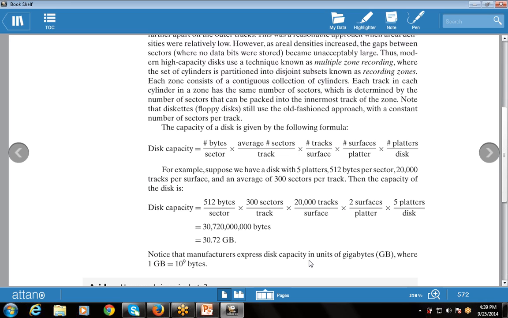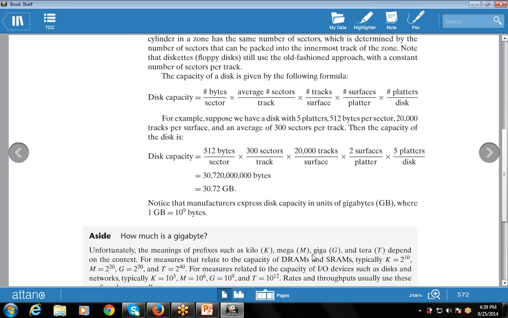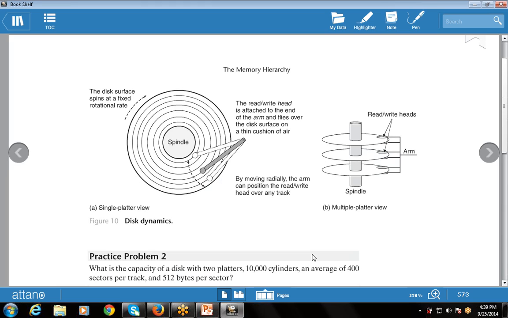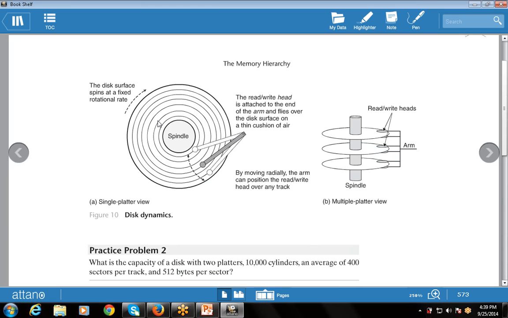This is the important line: the disk capacity is always measured in terms of gigabytes. These are the disk dynamics, that is, how the disk will be moved or spins. The disk spins at a fixed rotational rate.